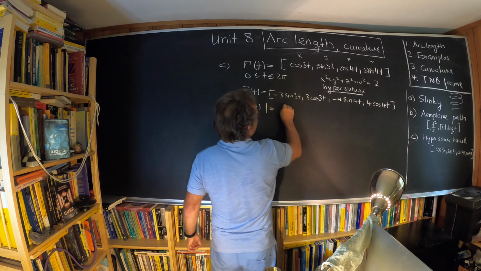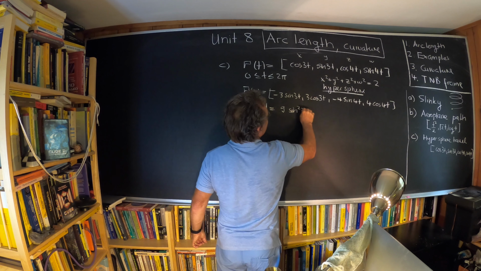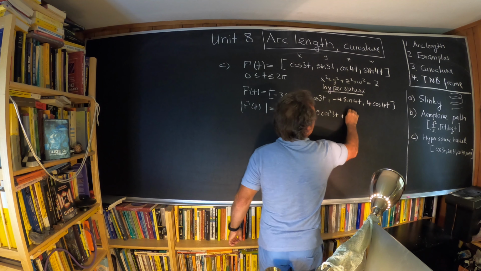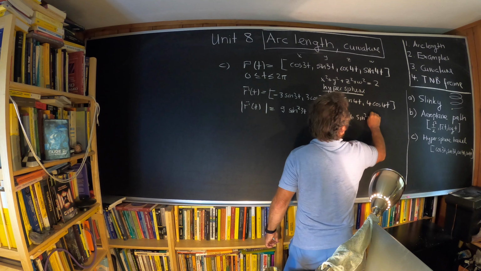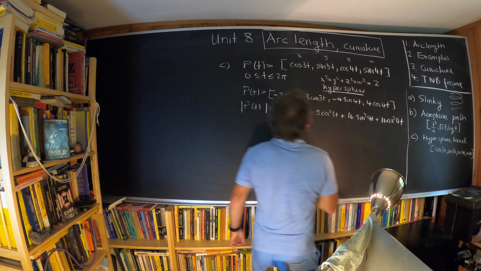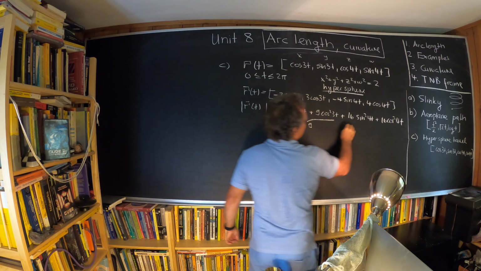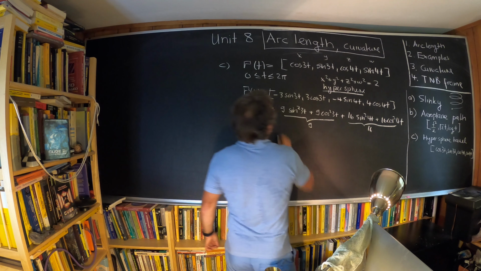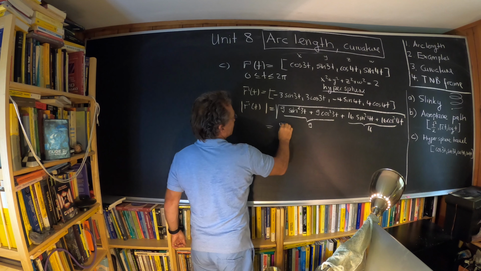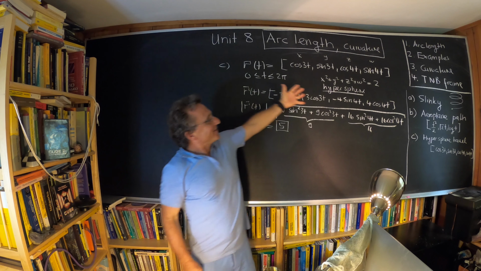So we get the square root of 9 sine squared 3t plus 9 cosine squared 3t plus 16 sine squared 4t plus 16 cosine squared 4t. And actually this is nice, because that's just 9 here, and that's 16. So then we have the square root of 9 plus 16, which is 25. This is actually just 5. Isn't that nice? This kind of crazy curve here.